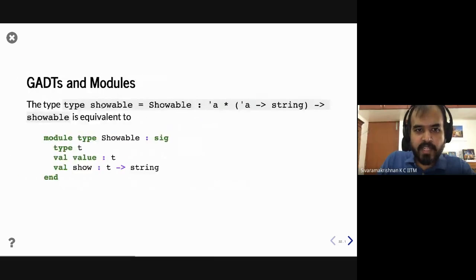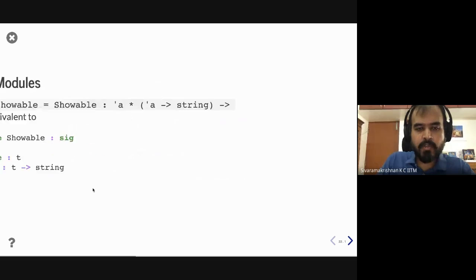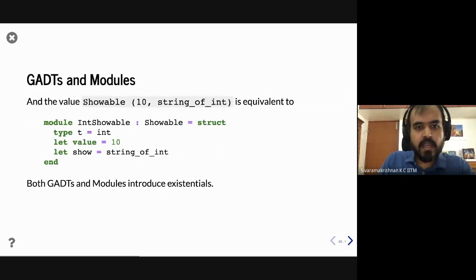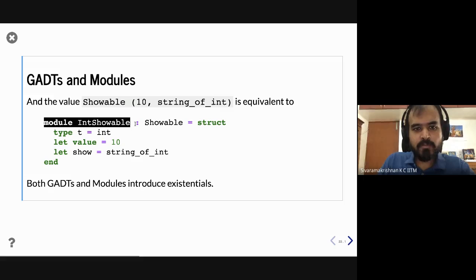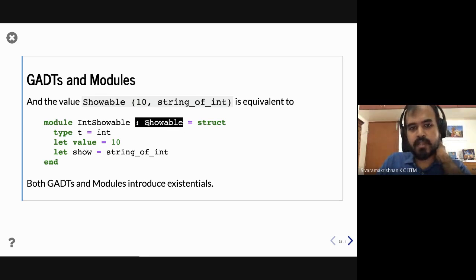So that's the type definition, right? This type definition is equivalent to the module type definition. The value definition here, int showable of 10 string of int, is equivalent to the module int showable, right? Where the type is an integer, the value is 10, show is string of int, but you explicitly add the type ascription showable, which sort of hides the type. So this is precisely equivalent to the module definition that we have here. So both GADTs and modules introduce existentials.